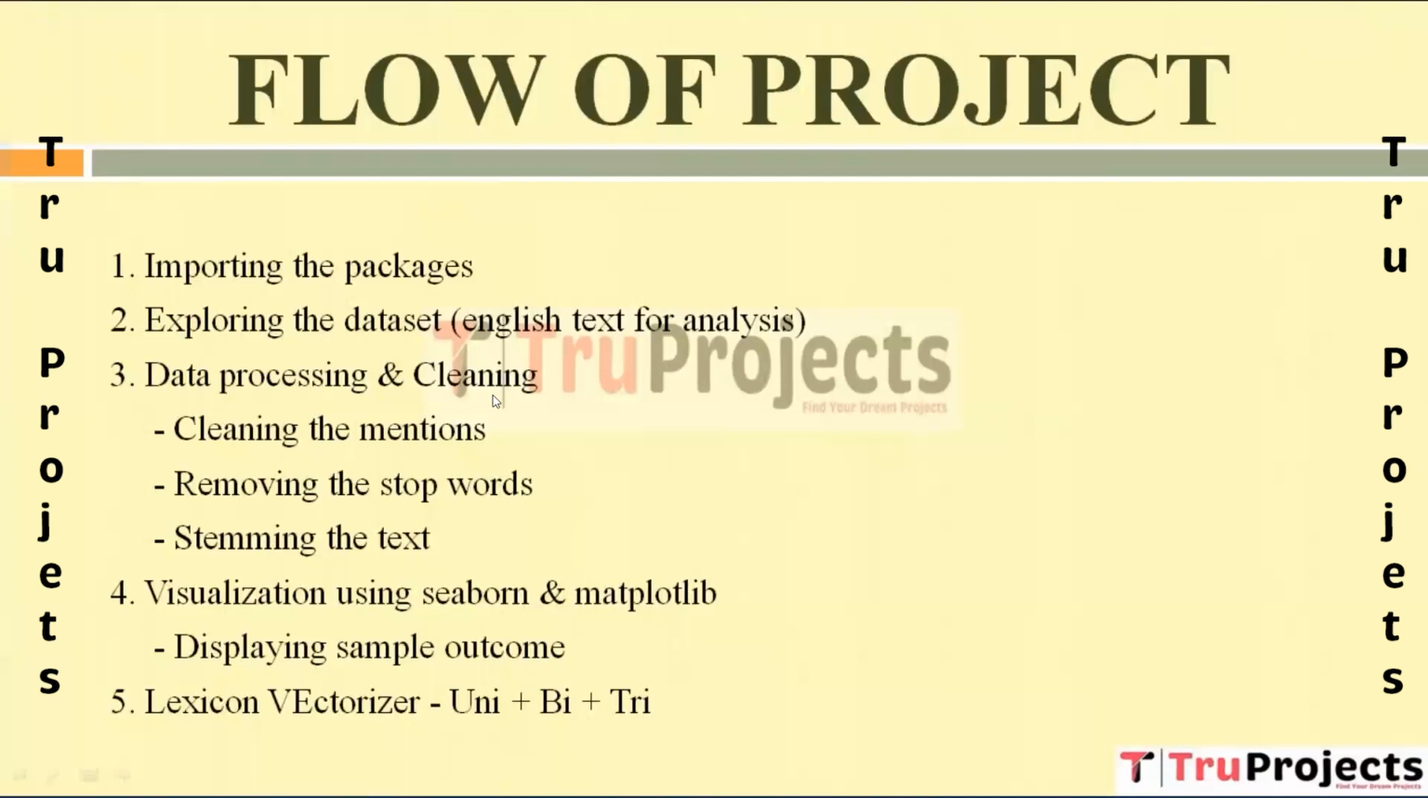The next here we have data processing and cleaning. Cleaning the mentions. This step involves handling and processing mentions or references in the text data to ensure consistency and removal. Then second here we have removing the stop words. Commonly used words that do not contribute significant meaning to the text are eliminated to enhance the efficiency of the analysis. The next here we have stemming the text. The process of reducing words to their root or base form is employed to simplify and standardize the text data.